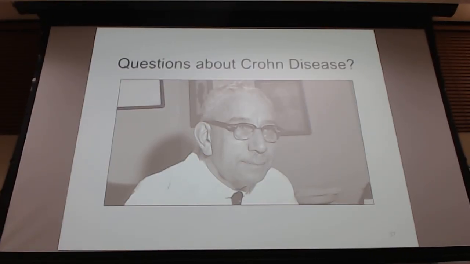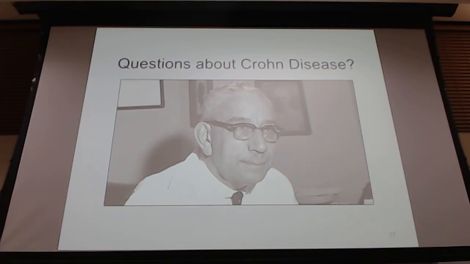Questions on Crohn's? Everybody's tracking? It can be anywhere in the GI tract, mouth to anus. Skip lesions is what we're seeing, and they're localized, whereas we're going to get into ulcerative colitis, a little bit different.